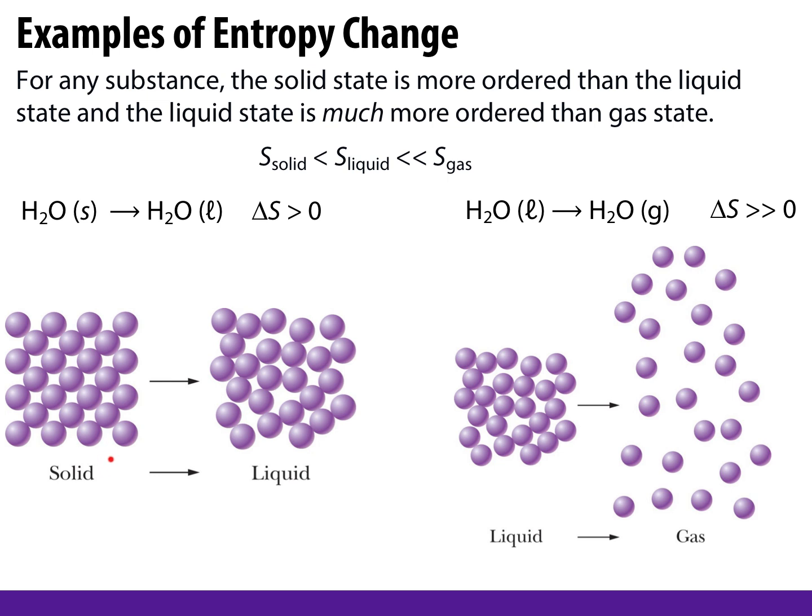It's the most ordered, so it has the lowest entropy. The liquid here, if we think about the arrangements, each particle here has several different arrangements as it can move around past its neighbors. So liquids have more entropy than solids because they have more possible arrangements, or we could view it as more disordered.